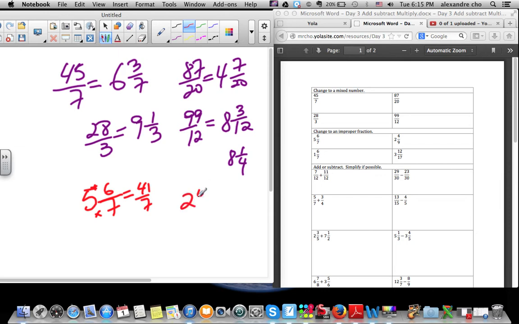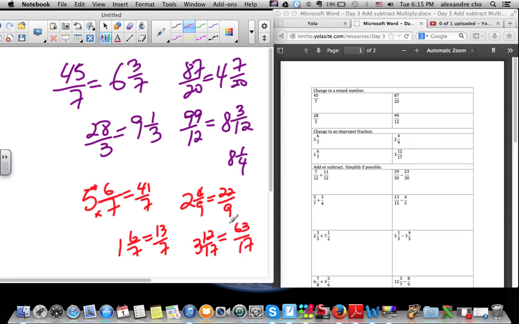2 and 4 ninths. 9 times 2 is 18, plus 4 is 22 over 9. 1 and 6 sevenths, which is 1 times 7 is 7, plus 6, 13 over 7. And finally, 3 and 12 over 17. 17 times 3 is 51. 51 and 12 is 63 over 17.